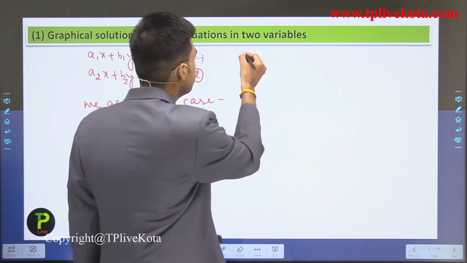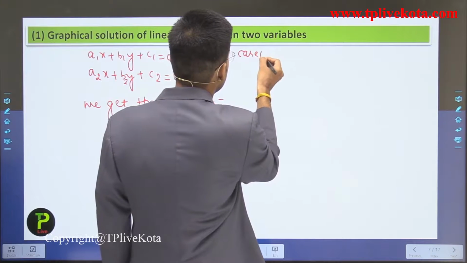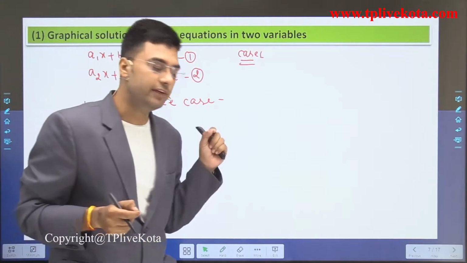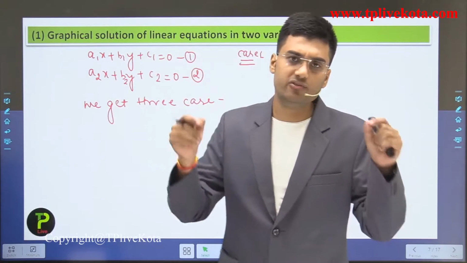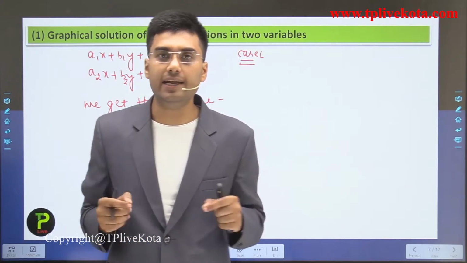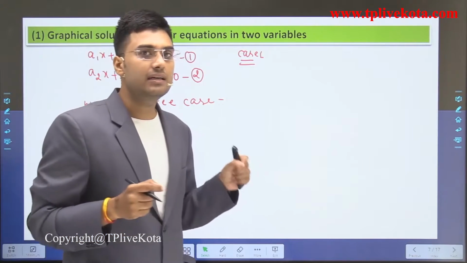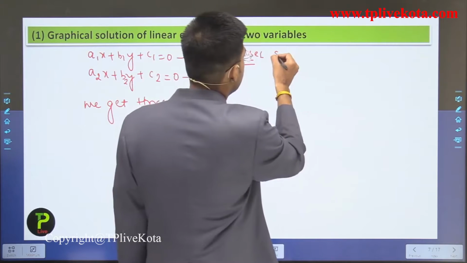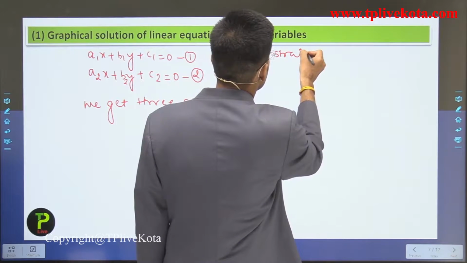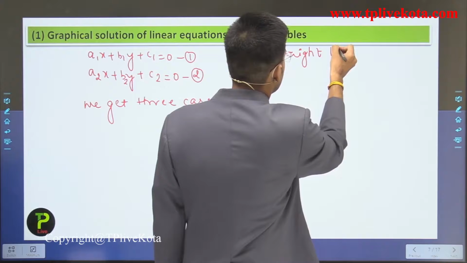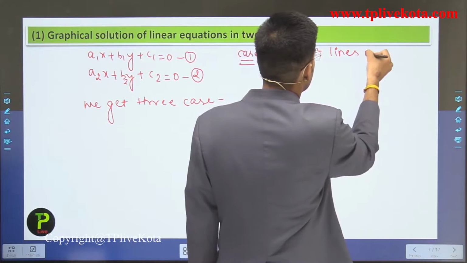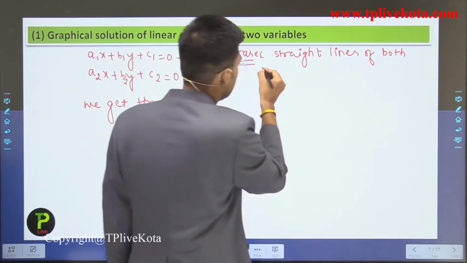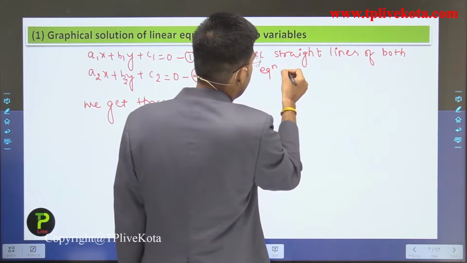Case one is when we draw the graph, the graph of a linear equation is a straight line. When we draw the straight lines of these two equations, and if these straight lines are intersecting, the first case is that the straight lines of both equations are intersecting.